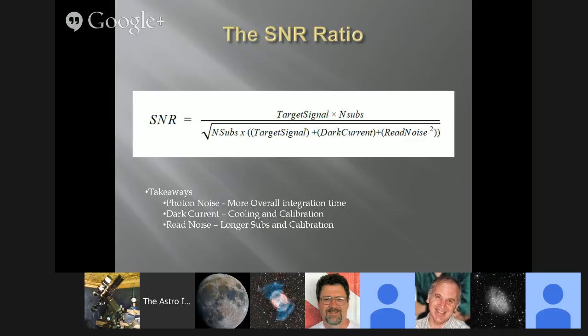Photon noise. What can you do? More overall integration time. It's the only fix for it. Dark current: cooling and calibration. And read noise: longer subs, and calibration. Those are the main takeaways.